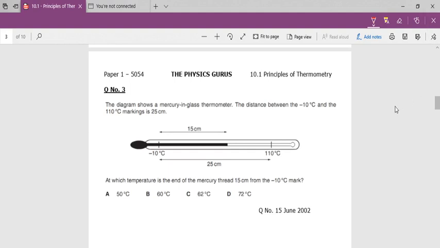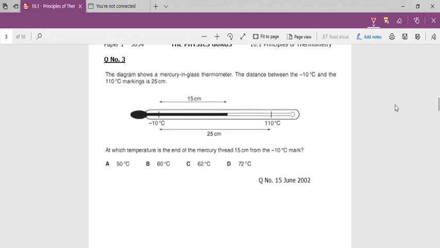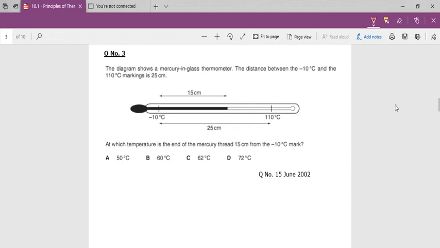Okay, now this question is a bit technical. The diagram shows a mercury-in-glass thermometer, the distance between -10 and 110 is 25. So the first thing you will need to calculate is the range. How will we calculate the range? This is 110, this is -10. So for the range, we calculate the maximum minus the minimum: 110 minus -10. So the range is 120 degrees centigrade.